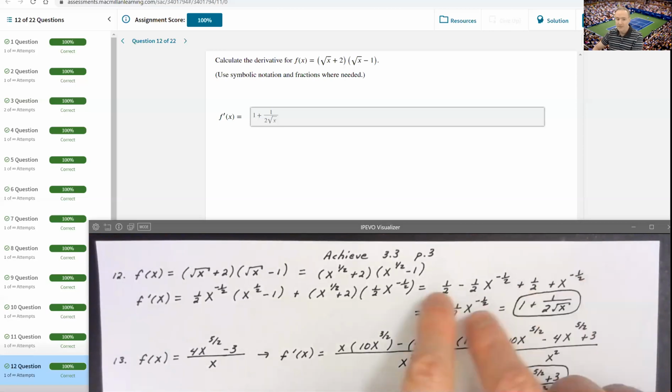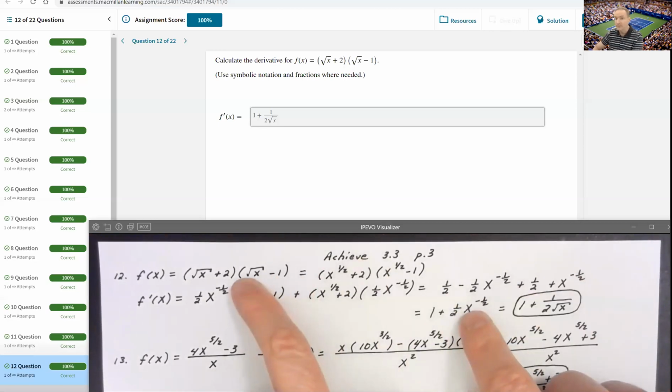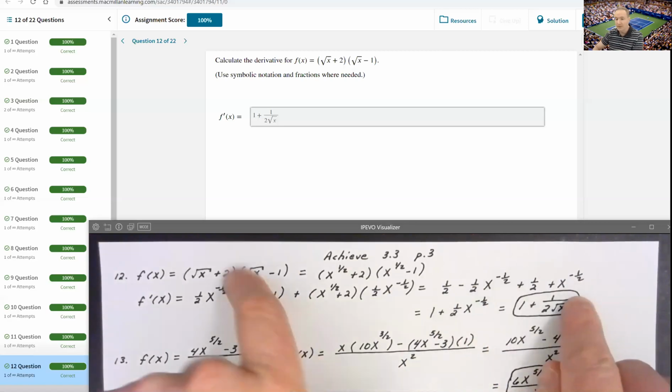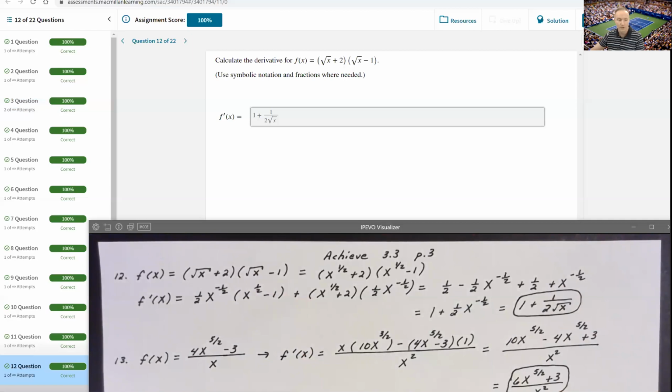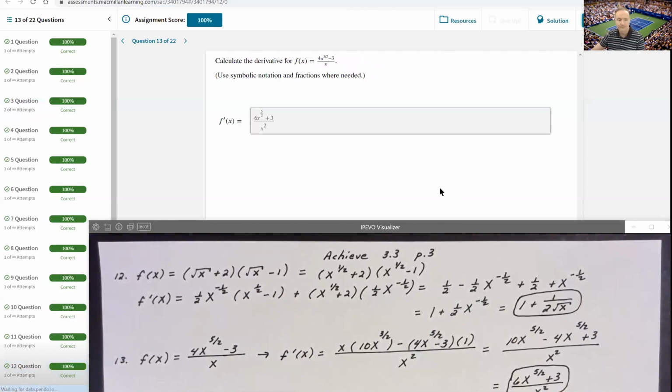And then, since the original was put in radical form, my final answer really should be in radical form. And I need to understand that 1 over 2 x to the negative 1 over 2 is the same thing as 1 over 2x to the 1/2, which is better written as 1 over 2 root of x. So my final answer there, 1 plus 1 over 2 root of x, gorgeous answer there. And then once you get that in, Achieve will like it.